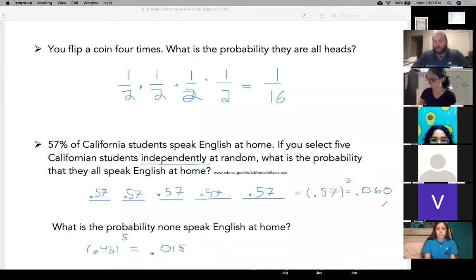speak English at home. Now, I'm not asking what about if 3 of them speak English at home or 4 of them. That is a more complicated question. We will get to that later. So for now, we're just answering none or all, which we can do relatively straightforwardly. Are there any questions on this? Lots of examples of the same idea.